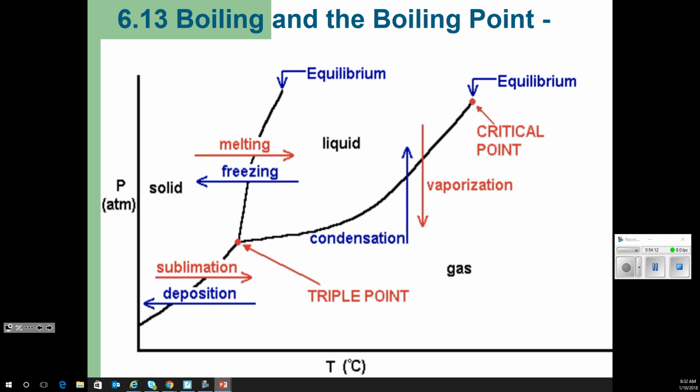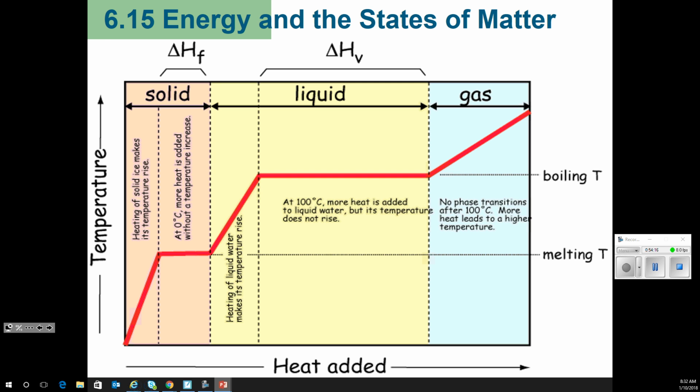Okay, so everybody got everything down from the triple point. Okay, so then we go to another diagram. This is called the heat curve. And the heat curve has lots of things that we need to bring down from it.